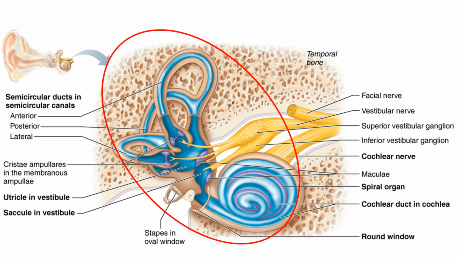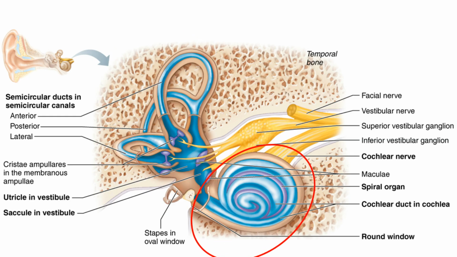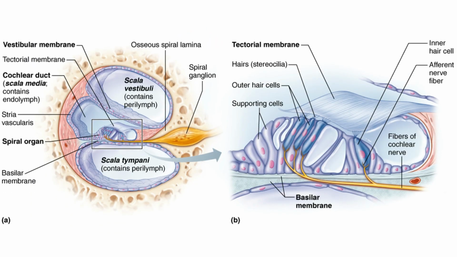There are three main subdivisions: the cochlea, housing receptors for hearing, the vestibule for static equilibrium, and the semicircular canals for dynamic equilibrium. Part E, deep dive into the cochlea.